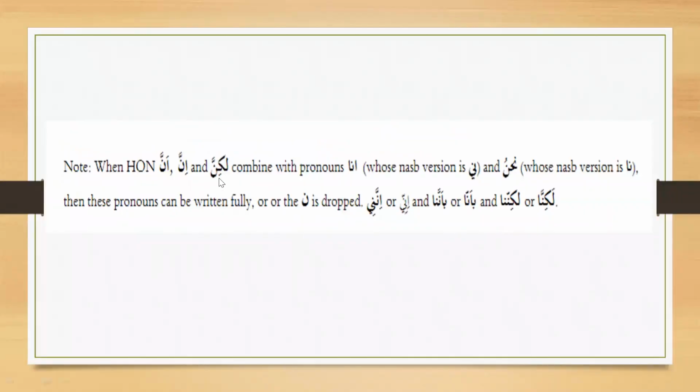And these three harf of nasb ending in noon shadda, when they combine with the attached pronoun ana and nahnu, the attached version of ana is ni, and for nahnu is na. We know it. So when these three harf combine with either ni or na, one of the noon can be dropped.